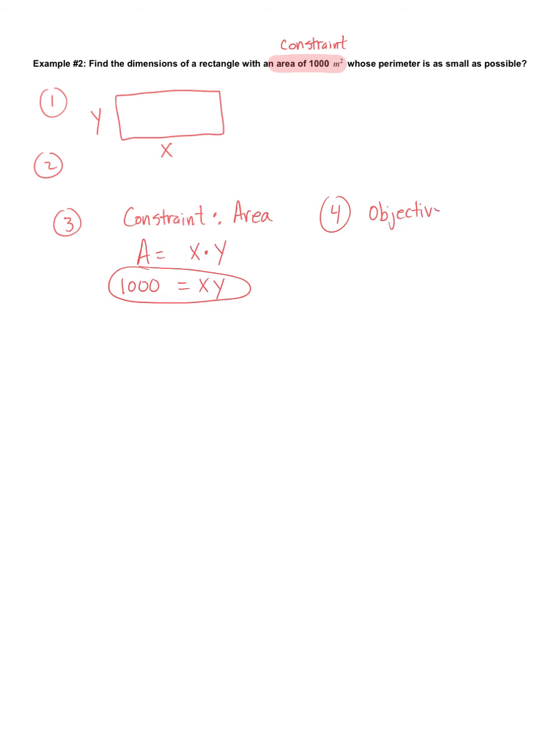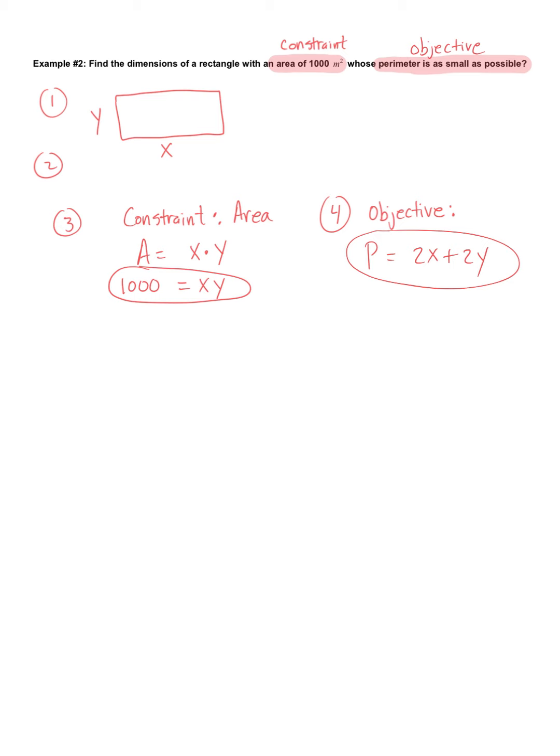All right, the fourth step is we need the objective. What are we trying to maximize or minimize? All right, so I'm going to highlight that. We are trying to find a perimeter that is as small as possible. All right, so this is our objective. So it's kind of switched from the front side. All right, so our perimeter of a rectangle is just 2x plus 2y. So there's my objective equation.